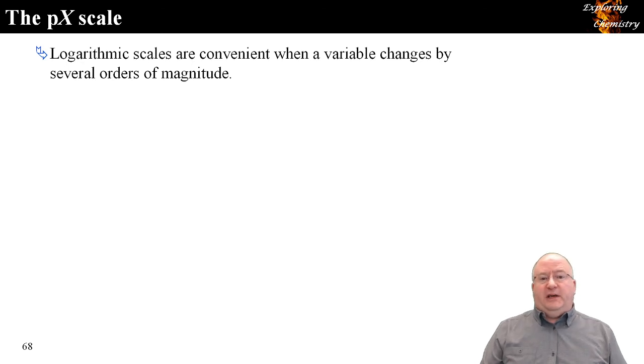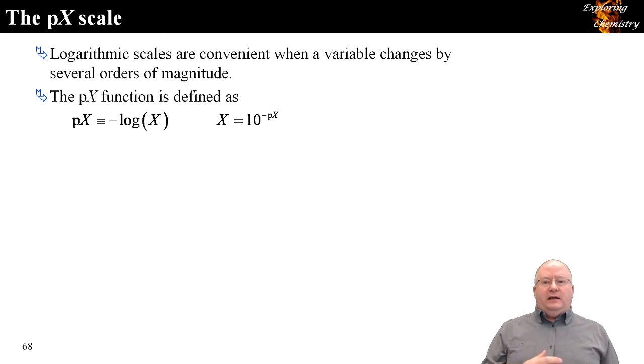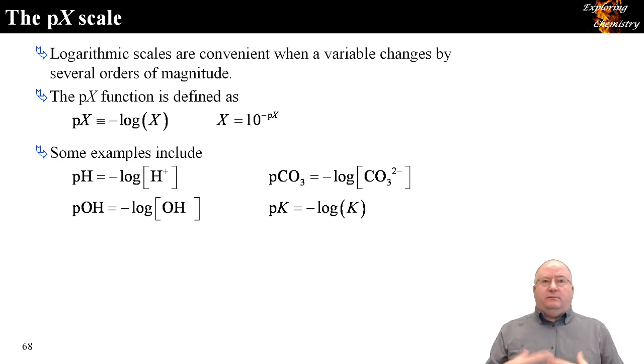This is a review of pH. I'm not going to spend a lot of time on it, but logarithmic scales are convenient when the variable changes by several orders of magnitude. So we define a function p, and it is literally the letter p. The p function is the negative log of whatever it is applied to. So pH is the one that we see a lot in acid-base chemistry, but we can also calculate pOH, the negative log of the hydroxide ion concentration. We can calculate the p of any ion concentration. pCarbonate is the negative log of the carbonate ion concentration.